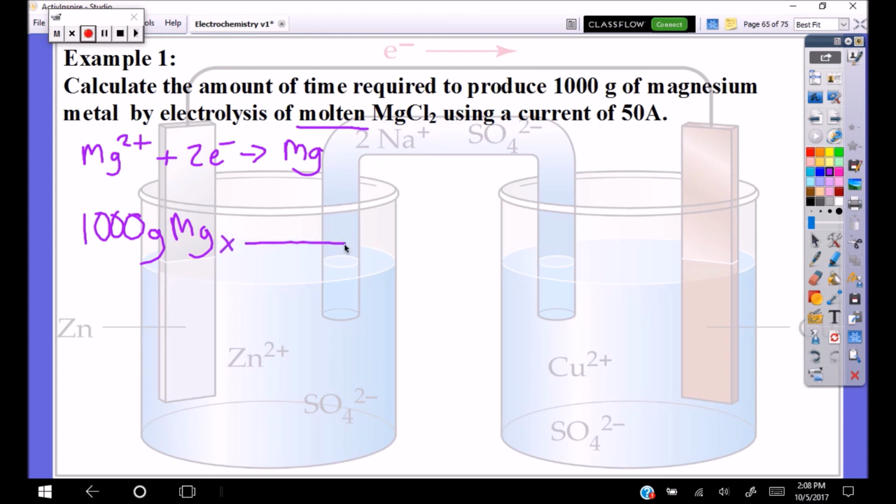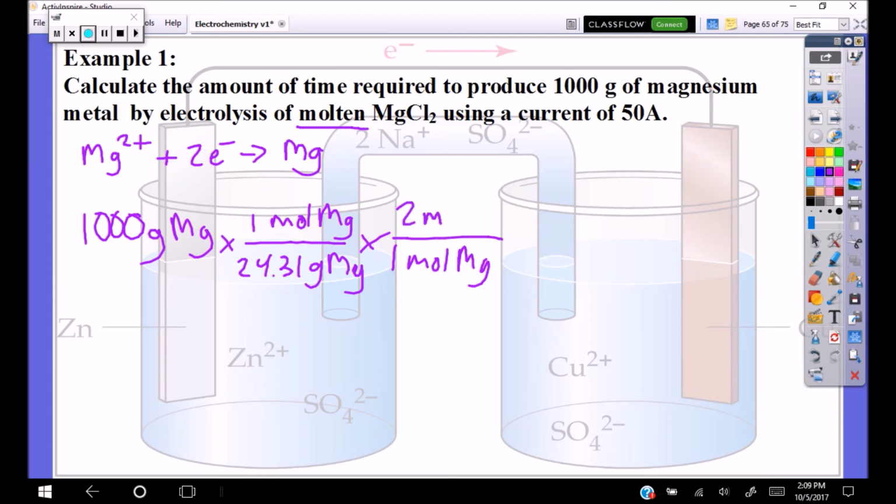So what should we do with our grams of magnesium? Yep, convert it to moles. I'm going to moles of magnesium, so that's on my top. Grams, the molar mass of magnesium is on the bottom. Those things will cancel out. I know for every 1 mole of magnesium, how many electrons do I have?